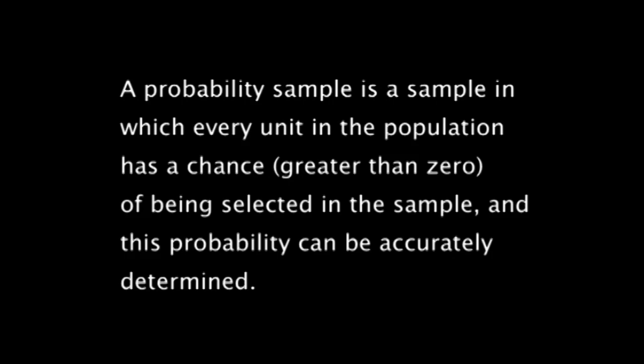Probability sampling. A probability sample is a sample in which every unit in the population has a chance greater than 0 of being selected in the sample, and this probability can be accurately determined. The combination of these traits makes it possible to produce unbiased estimates of population totals by weighting sampled units according to their probability of selection.